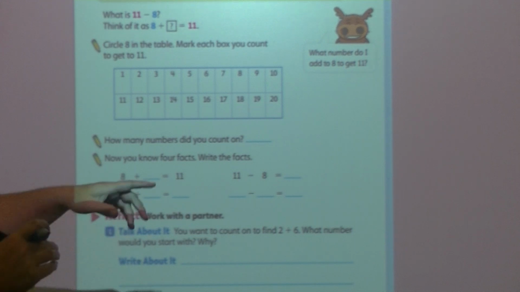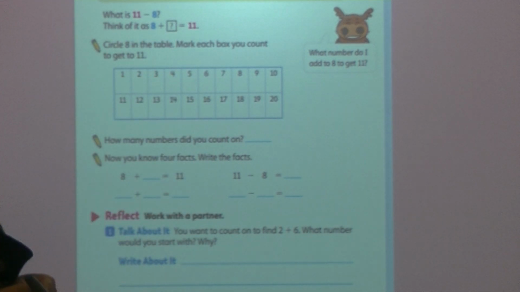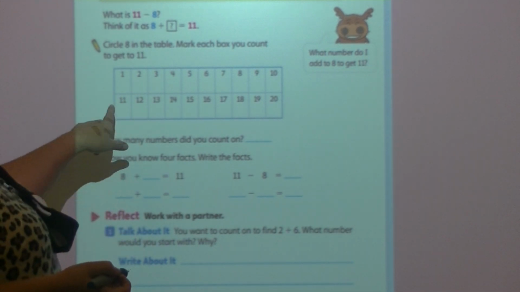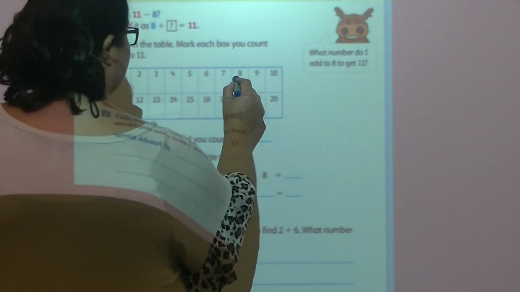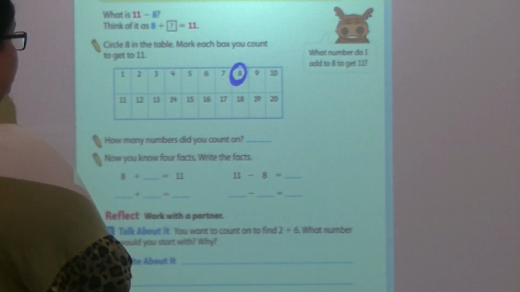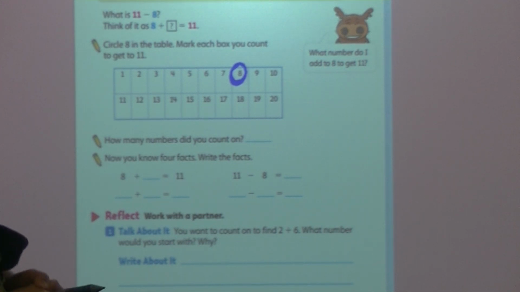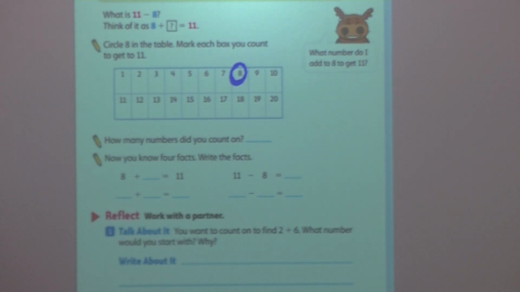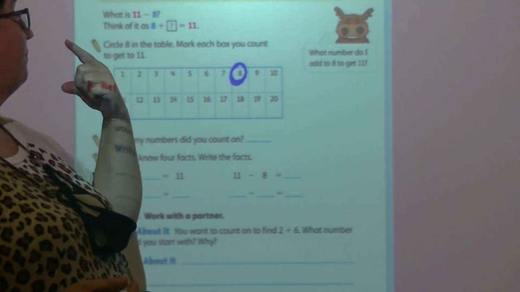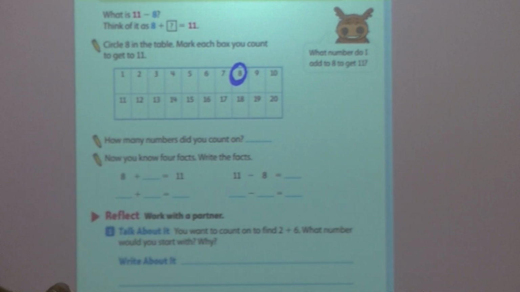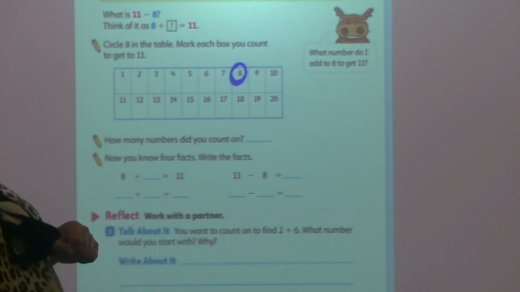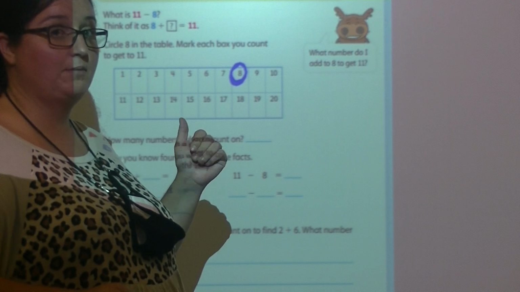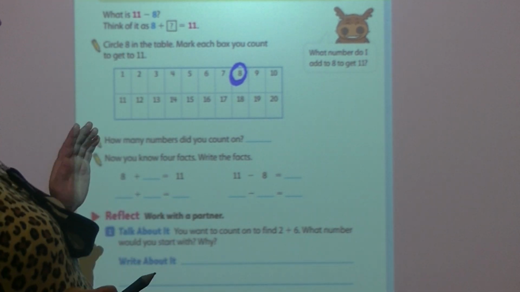Right now, we're going to think 8 plus what number gives us 11. Right? We put the number 8 in our head. So on our table, we would circle 8 because that's the number in our head. Now, we can mark each box to count until we get to 11. That's the same thing as if you were putting up a finger for each number as you count on your way to 11. So we're going to start with 8. It's in your head. You don't make a mark on the number in your head. You make a mark for each one you count on.